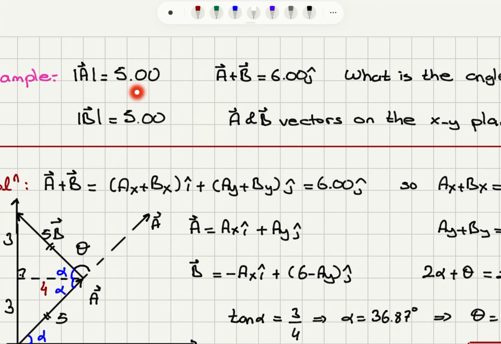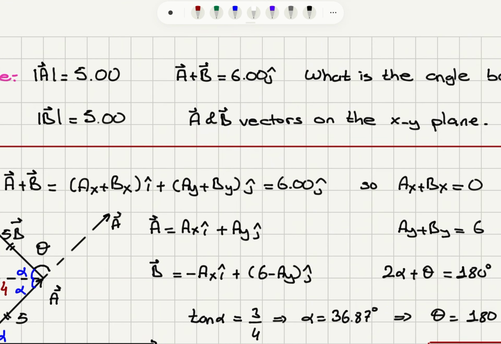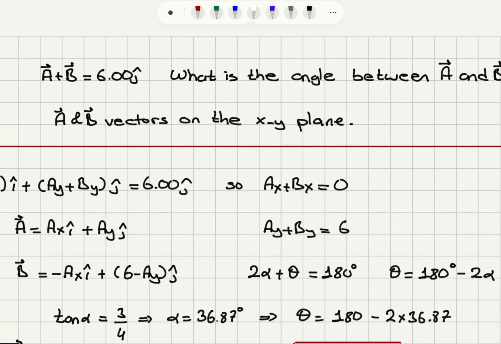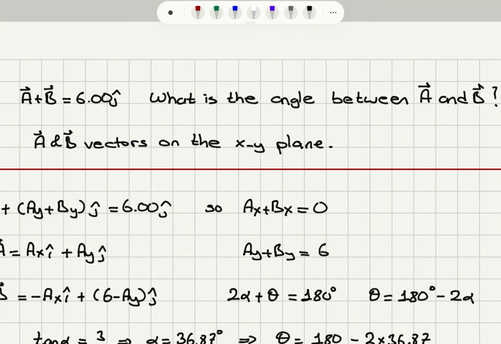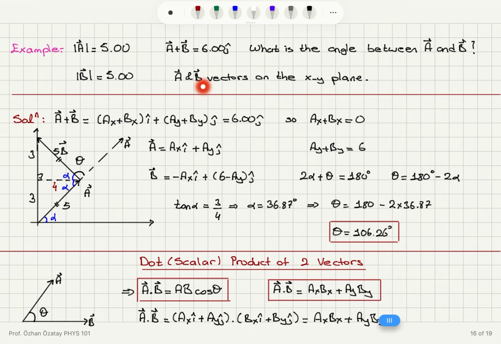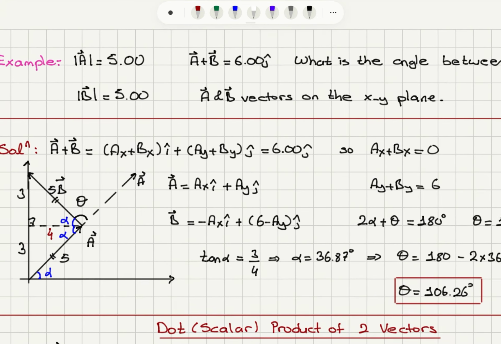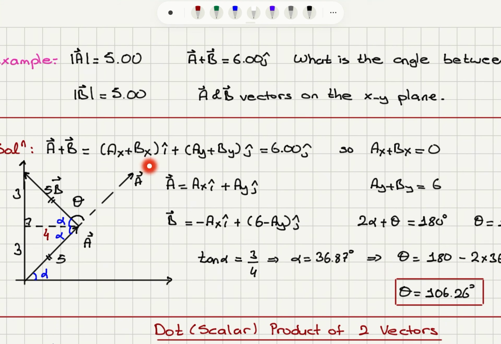The vector A has a magnitude 5, vector B has a magnitude 5. If you add these two vectors, you get 6 j hat. What is the angle between these two vectors, a and b? And a and b are vectors on the xy plane. So if I write a plus b, I get (a_x plus b_x) i hat plus (a_y plus b_y) j hat, that is 6 j hat.